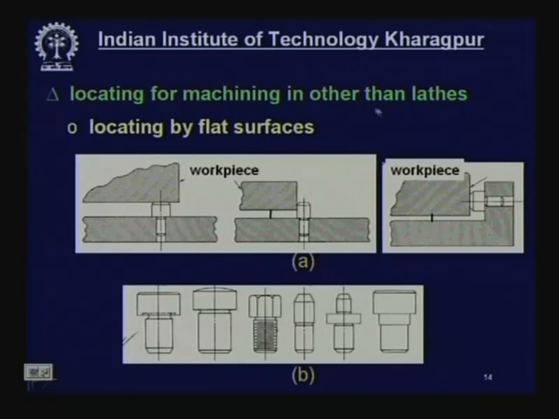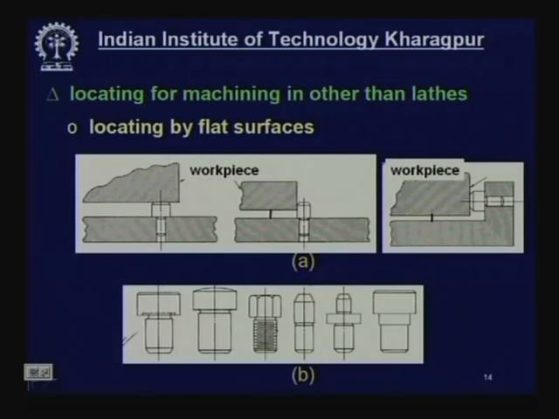Locating for machining in other than lathes. Lathes are used very frequently, but most of the work is done in machines producing flat surfaces like milling, planing, broaching, boring, drilling, grinding and so on. In those machines the job does not rotate. Lathe is the only machine, along with the cylindrical grinder, where the job rotates. In other machines the job remains stationary. In those machine tools where the job remains stationary, what will be the locating system? Locating by surfaces.